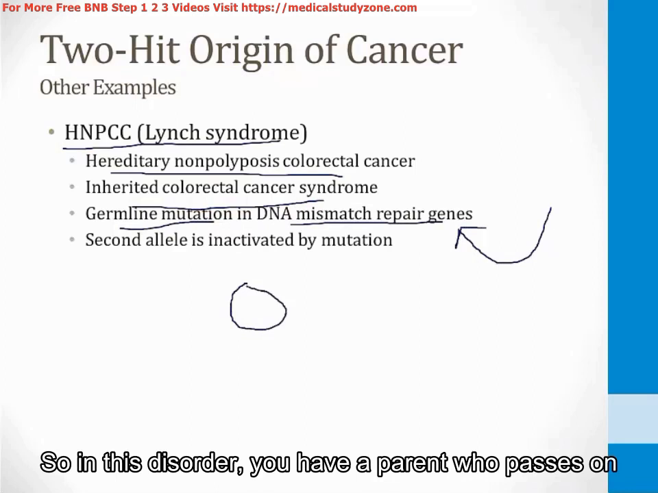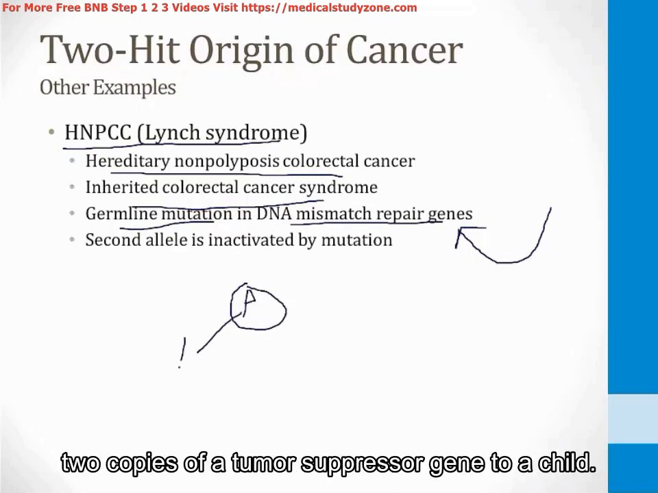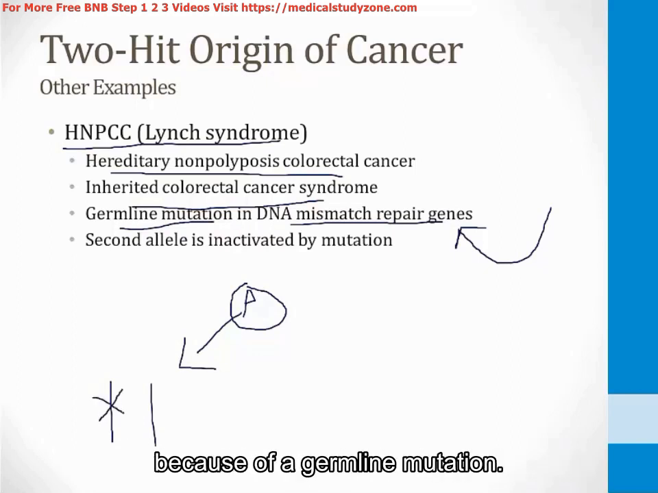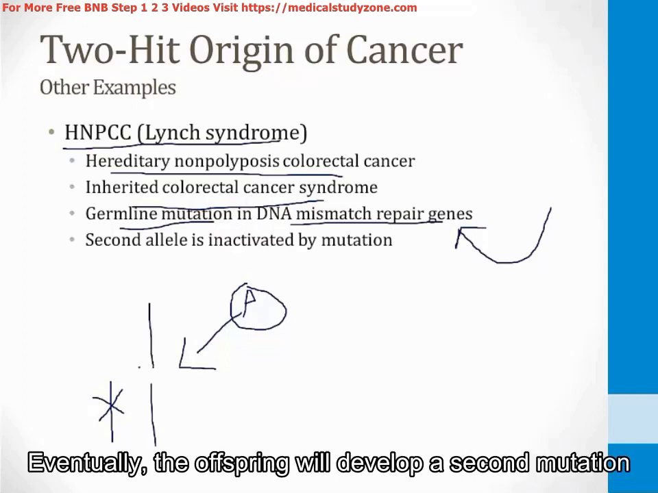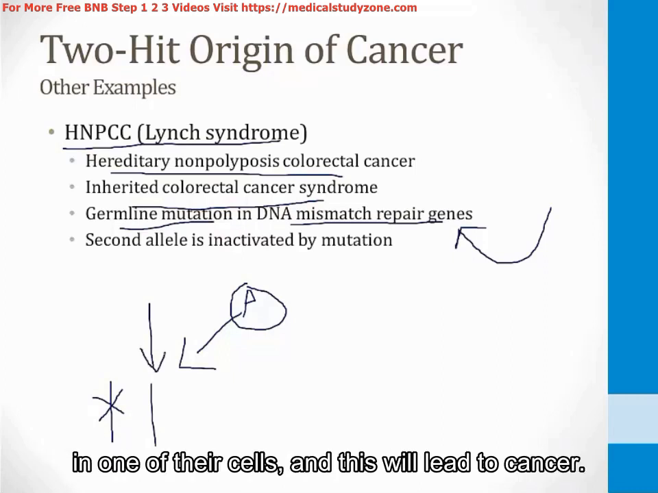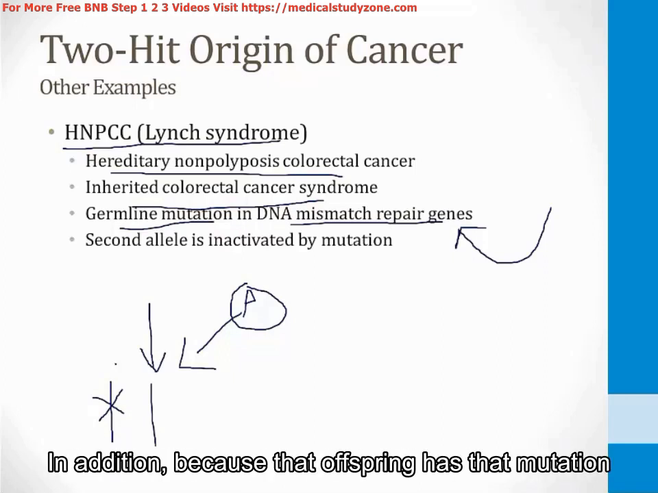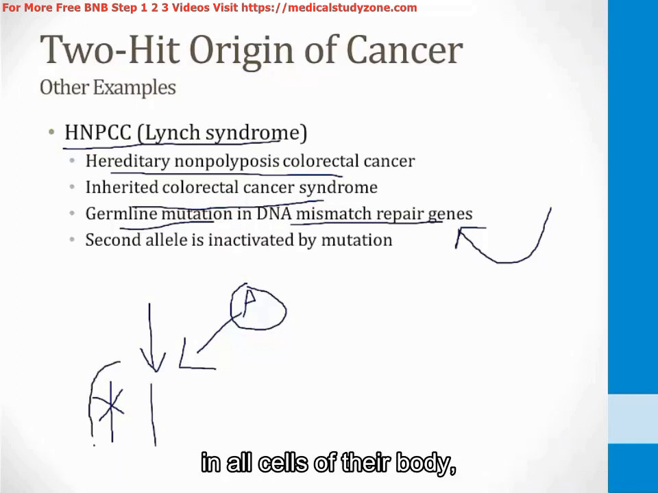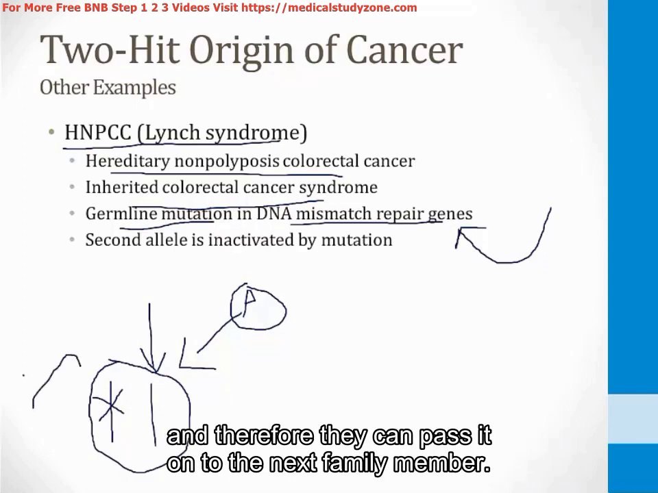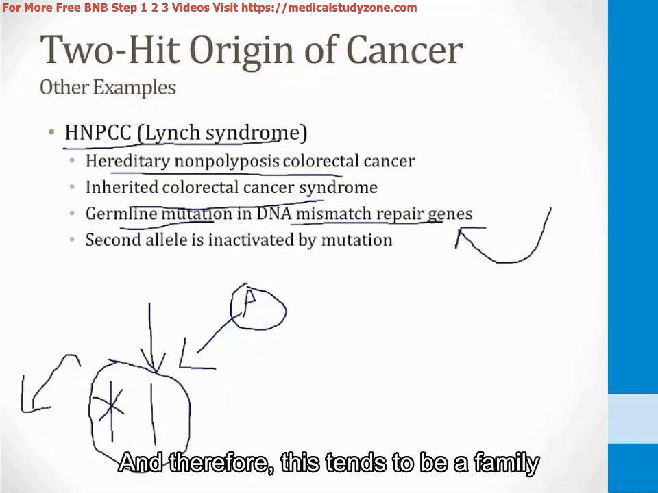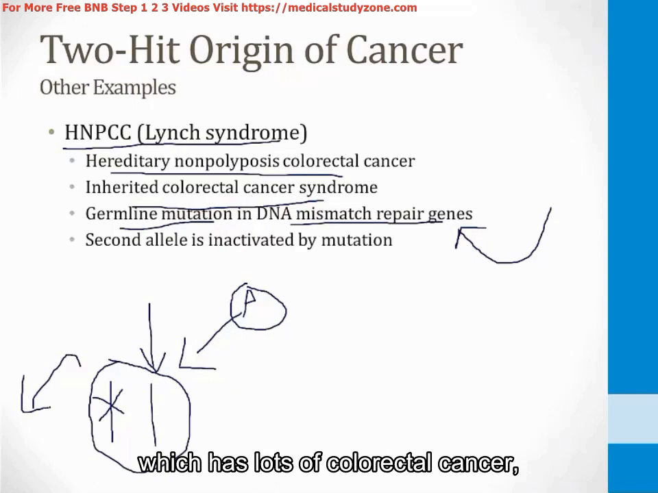So in this disorder, you have a parent who passes on two copies of a tumor suppressor gene to a child. One of those copies is abnormal because of a germline mutation. This means that gene will be abnormal in all the cells of the offspring's body. Eventually, the offspring will develop a second mutation in one of their cells, and this will lead to cancer. In addition, because that offspring has that mutation in all cells of their body, it will also be present in their germ cells, and therefore they can pass it on to the next family member, and therefore this tends to be a family which has lots of colorectal cancer, all because of this germline mutation.